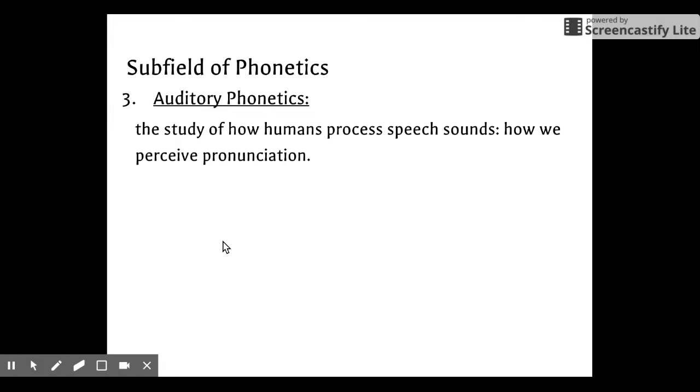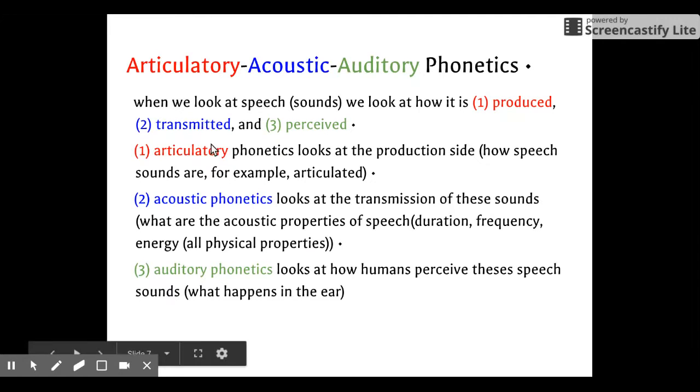So put all three things together. Actually, it's a process. We are looking at how a sound is produced, how a sound is transmitted, and how a sound is perceived. Produced is articulatory, transmitted is acoustic, and perceived is auditory.